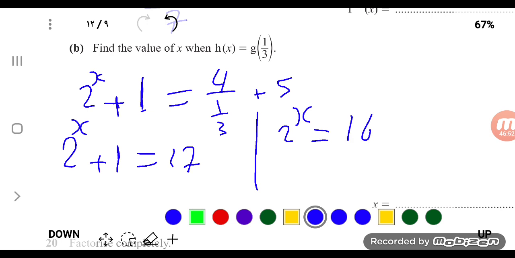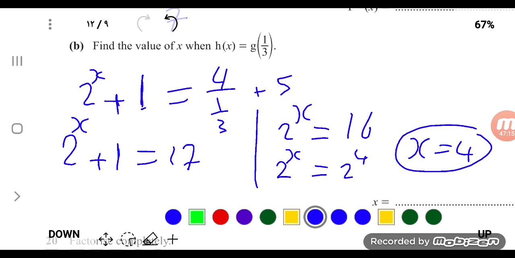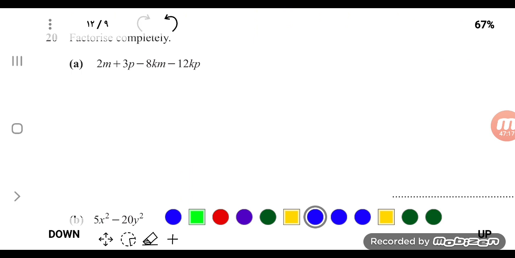Now we know 16 is 2 to the power of 4. So we can write 2 to the power of x is 2 to the power of 4. Or if you don't know, you can do prime factorization of 16 and then you find it. Here you have to see now x equals 4, and that's the answer. X equals 4. Then you solved the equation. Next question here.